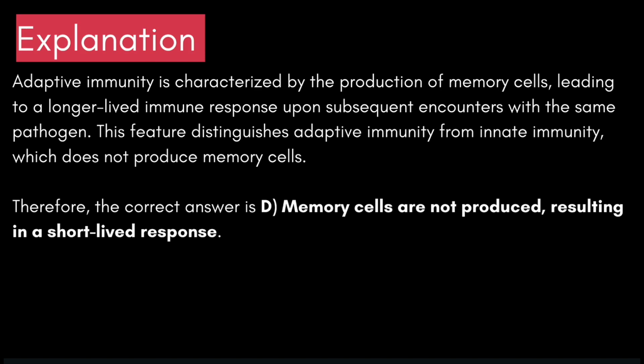Adaptive immunity is characterized by the production of memory cells leading to a longer lived immune response upon subsequent encounters with the same pathogen. This feature distinguishes adaptive immunity from innate immunity, which does not produce memory cells. Therefore, the correct answer is D. Memory cells are produced, resulting in a longer lived response. Let's go ahead and see why the other answer choices are incorrect.